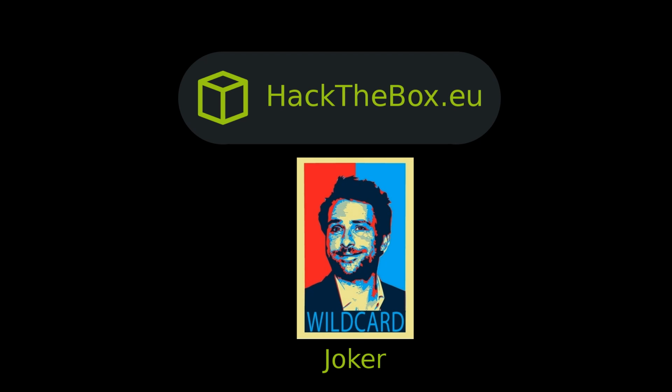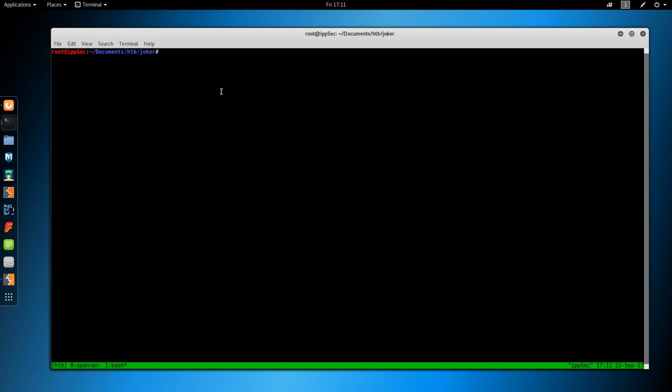This time it'll be Joker. This is my second favorite box. It has a really cool PrivEsc method that can be done a multitude of ways. It gets its name because, well, Joker's wild. We use wildcards twice in the PrivEsc. But before we get to the PrivEsc, we have to get a shell. So let's jump into the box.